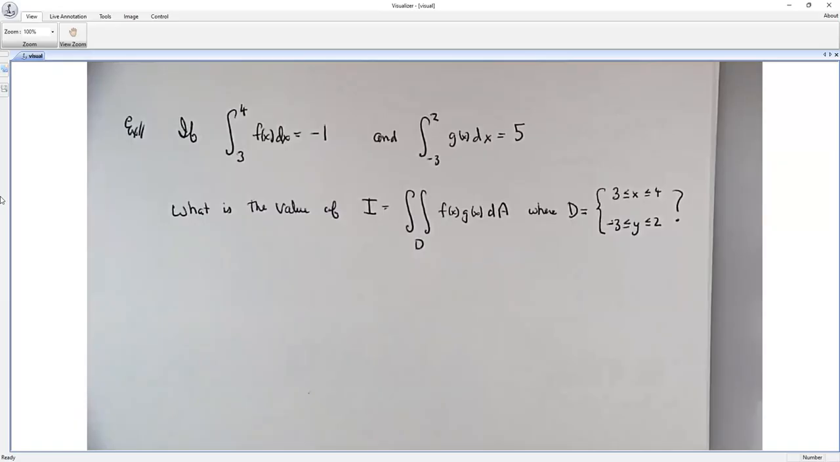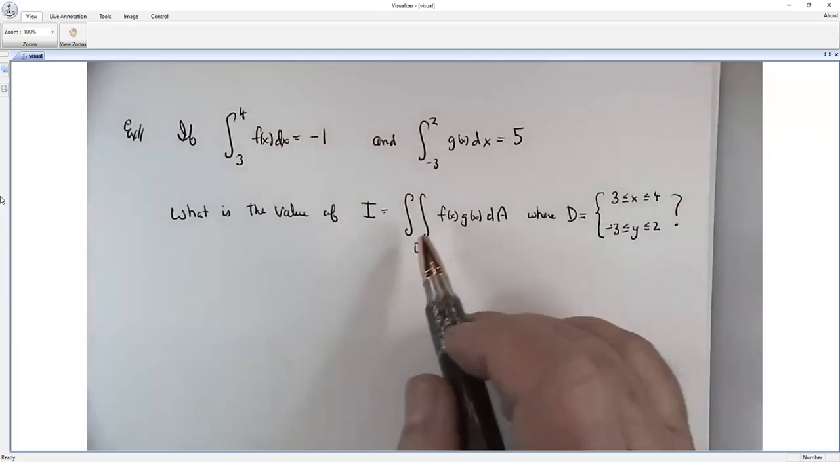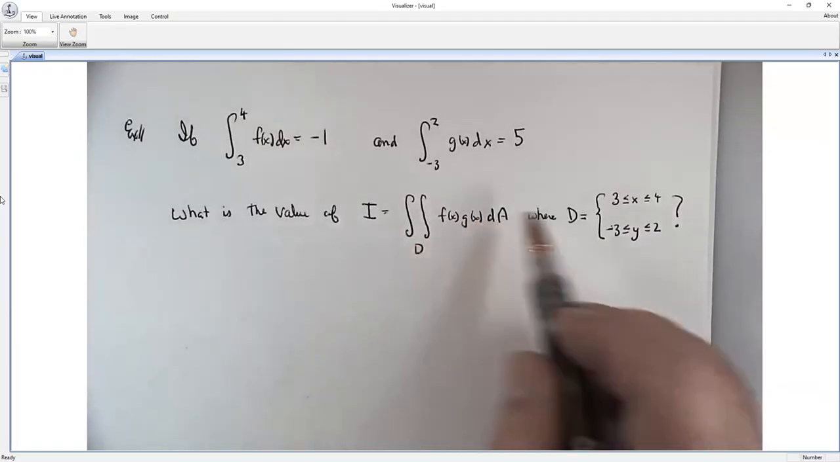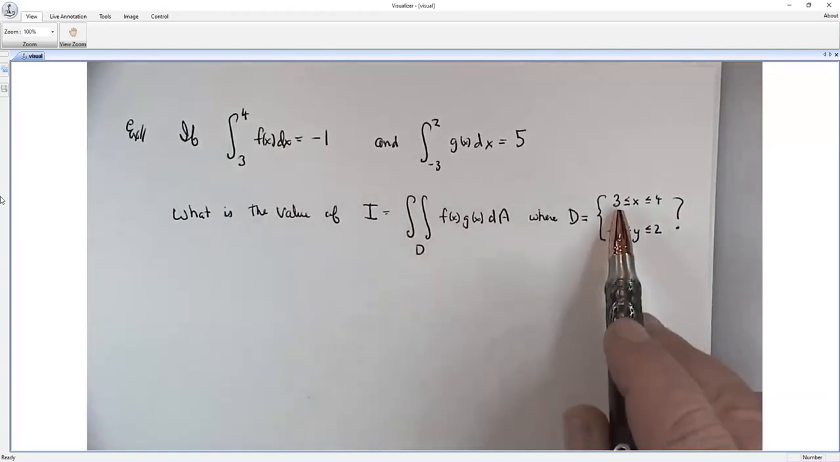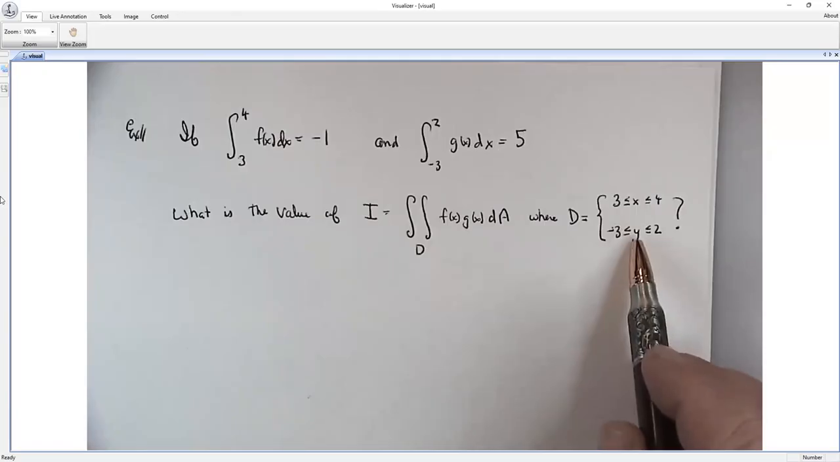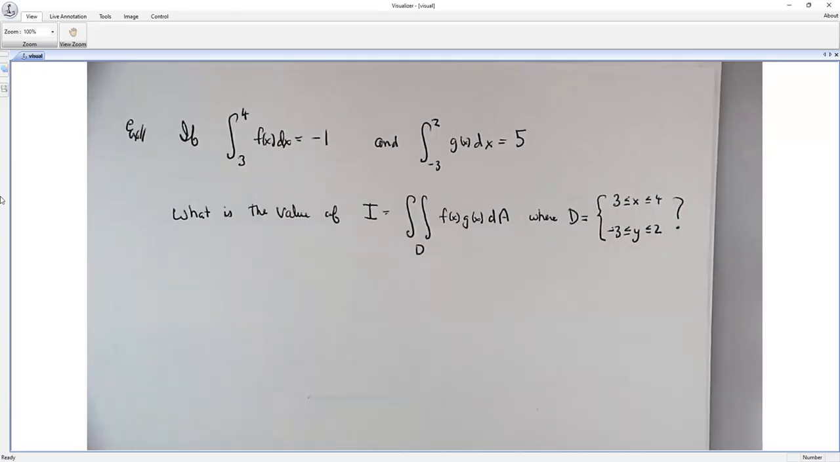If the integral from 3 to 4 of f of x dx is -1, and the integral from -3 to 2 of g of x dx is 5, then what is the value of the iterated integral, the double integral over your region D of f of x times g of x dA, where D is 0 ≤ x ≤ 4, and -3 ≤ y ≤ 2.